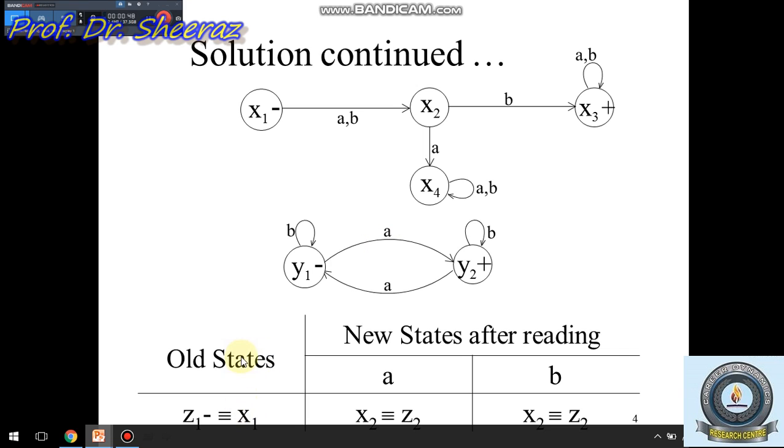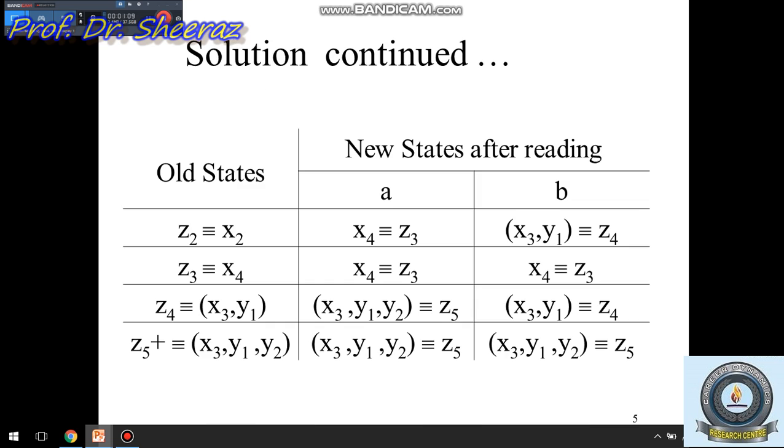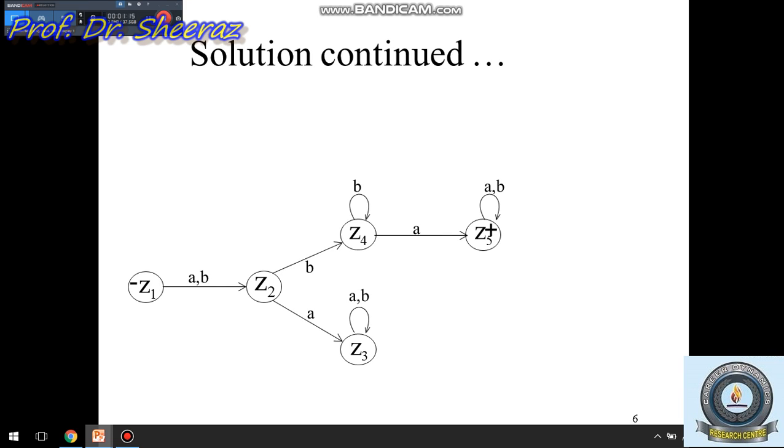So we developed the table for it. हमारे पास x1, y1 चूँकि दोनों starting state हैं, so we have z1 as the starting state corresponding to x1, and reading A and B we reach new states. So x2 equal to z2 is the same state after reading A, and after reading B it will be the same state. Similarly, we develop the other states like this after reading A and B. So we have the diagram correspondingly like this.